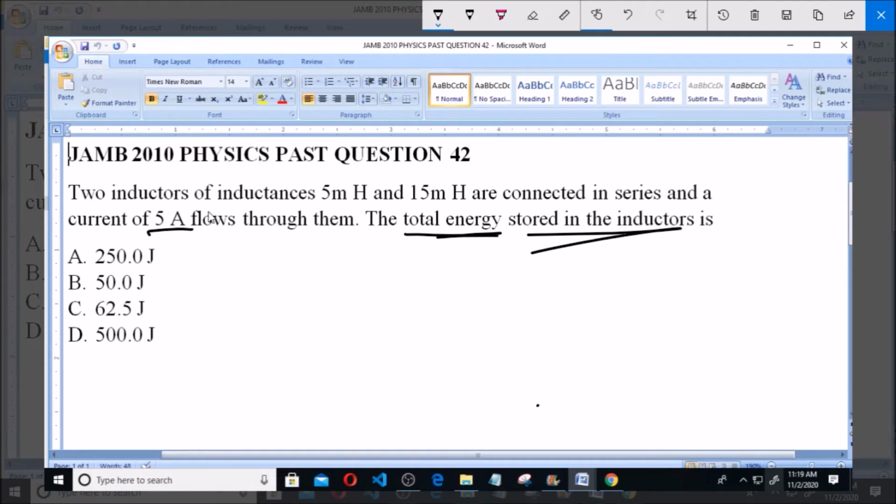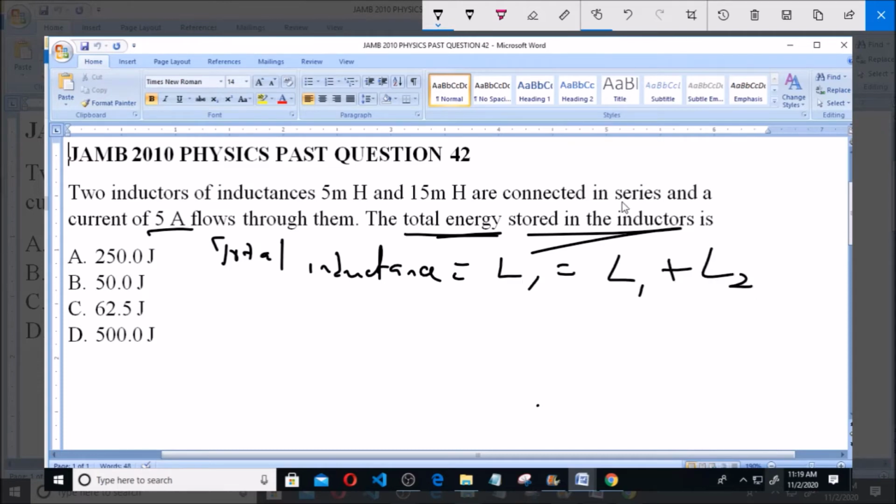Okay, now the first thing you do is to get the total inductance. Total inductance L will be equal to L1 plus L2, inductors connected in series. So that will be 5 plus 15, which is equal to 20 millihenry.